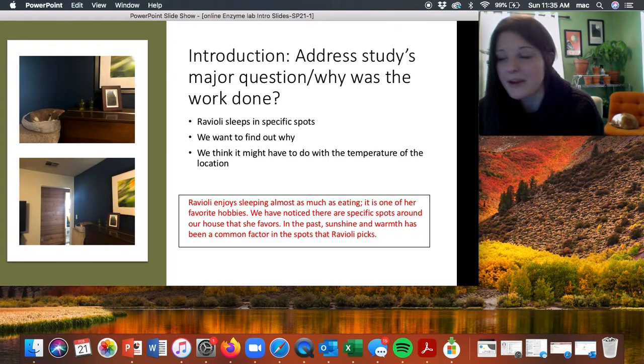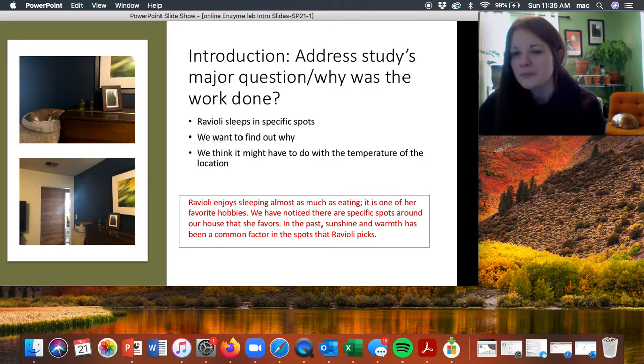We've noticed this, me and my husband. So if ravioli likes to sleep in different spots, then what draws her to these spots? We have like a hypothesis, or the beginnings, maybe a research question.